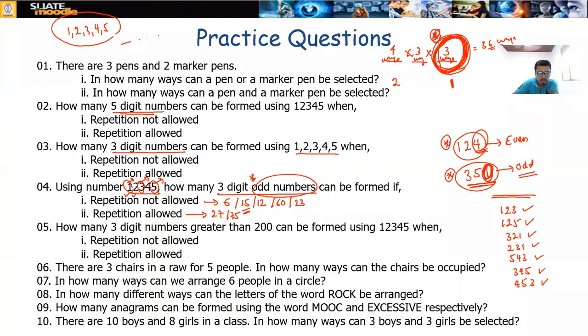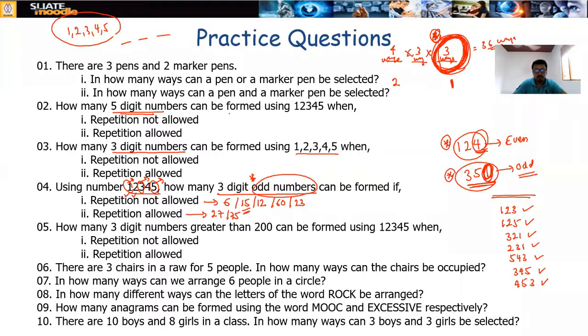We need to make a 3-digit number. What should this number be? It should be an odd number, like in part 1. So we have a condition here. Whatever 3-digit number we form should be an odd number.